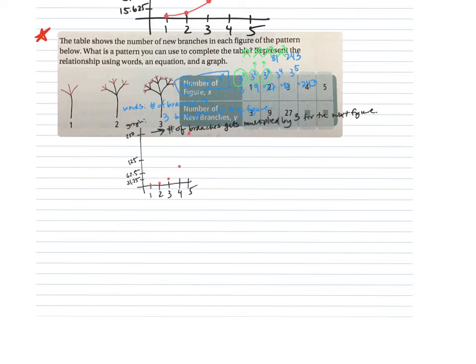So you can see this is my x, right? My 1, my 2, my 3, that's what changes. So that's where that x goes. That's how you kind of figure these out. So that's where our equation, y equals 3 to the x power.